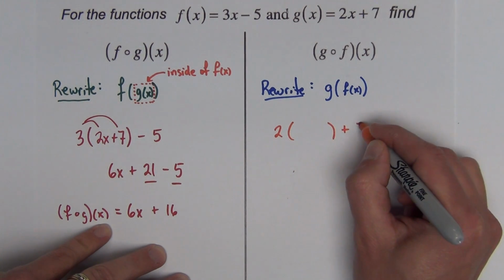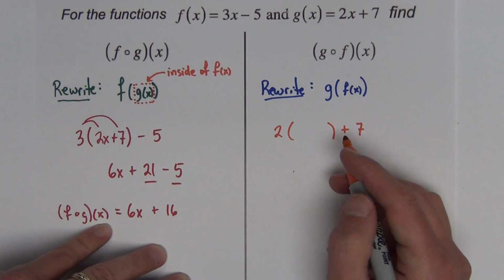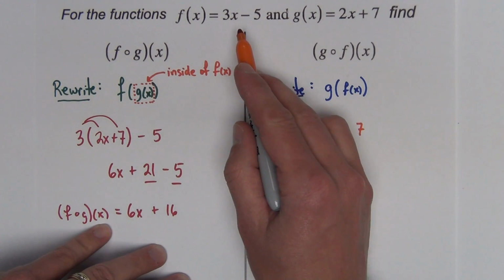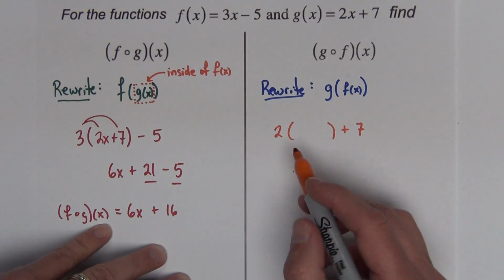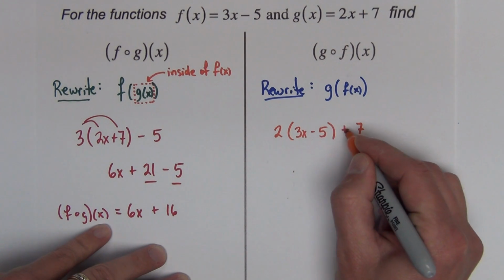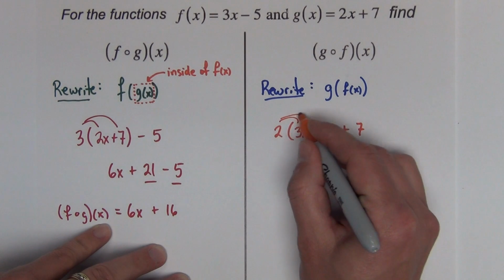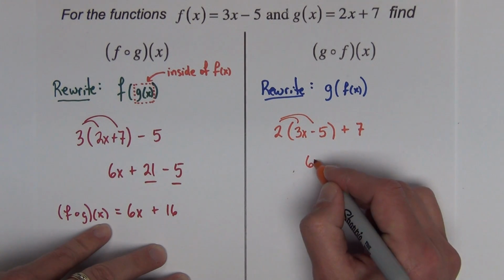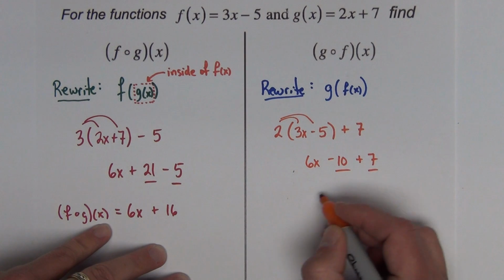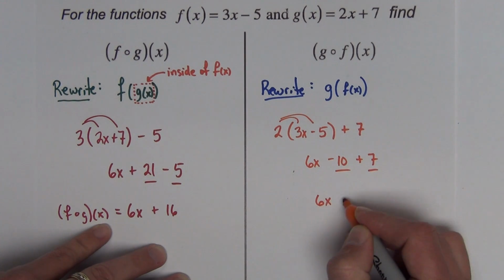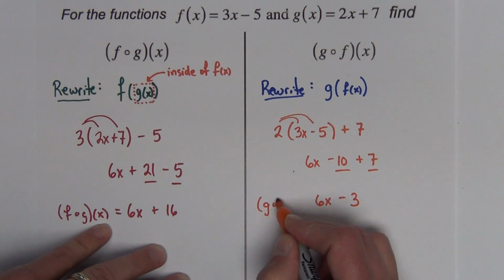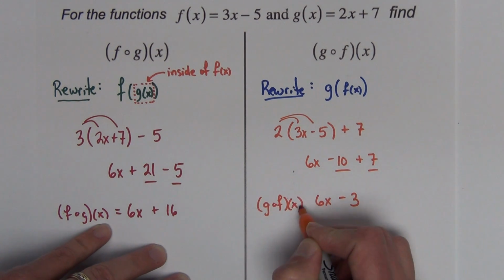So I'm going to start with the g function, which is 2x plus 7. And so where the x was, I am placing the f function inside of it. So I'm going to have 2 times the quantity 3x minus 5 plus 7. I'll do some distributive property to give 6x minus 10 plus the 7. Add the like terms and we get 6x minus 3, and that is g of f of x.